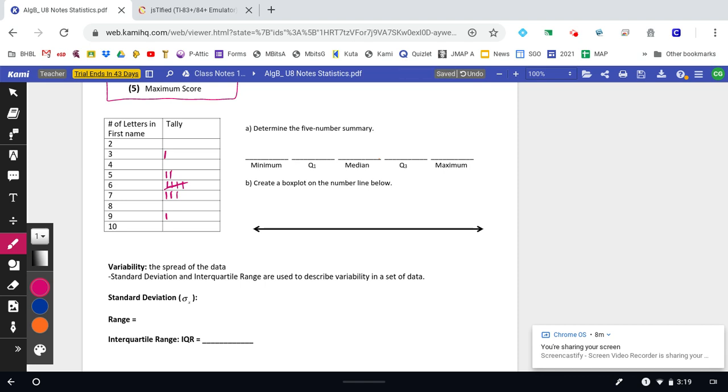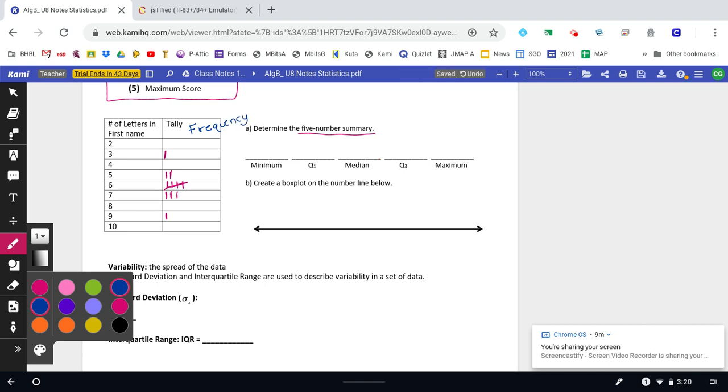Okay, so now we want to determine the 5-number summary. This is a table that's a little bit different than the table we had done before. We're going to enter this data into the calculator. We've never done a 2-column table yet. We have a tally, and another word for a tally is a frequency. It's how many there are.